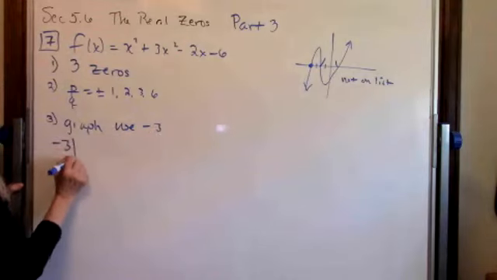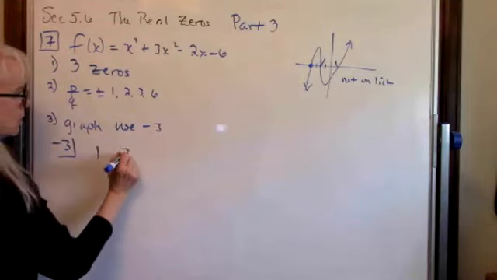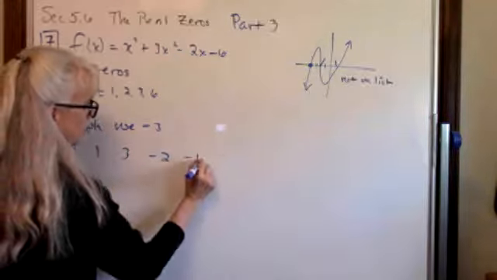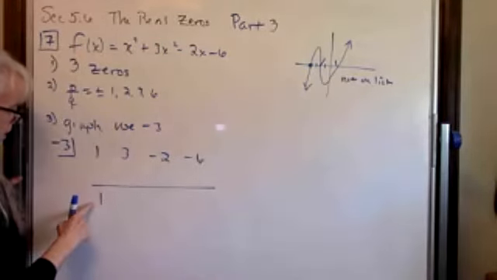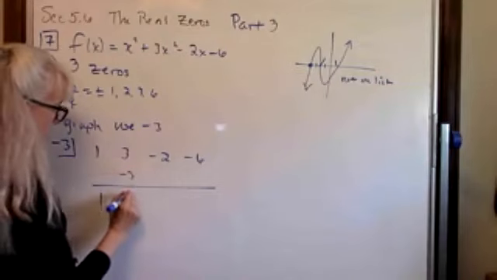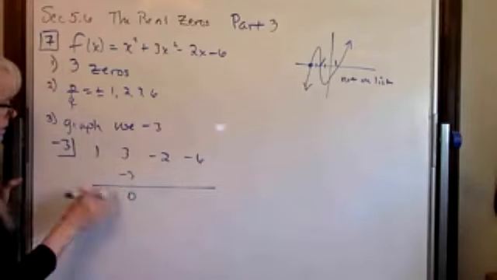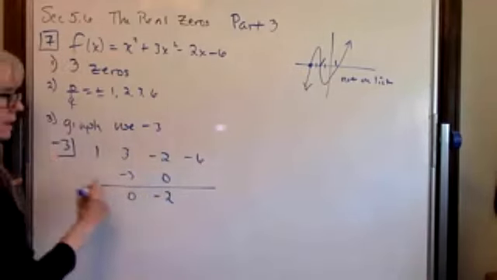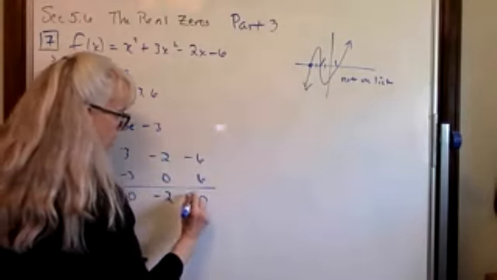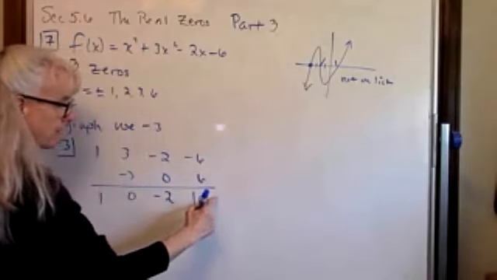And we're going to use -3 in our synthetic division. So we have a 1, we have a 3, we have -2, and -6. So we'll bring down our 1. -3 times 1 is a -3. That gives me a 0. Don't freak out. It's okay. 0 times anything is 0. Adding that column is -2. -2 times -3 gives me a +6, and adding that column is 0. So again, here's my proof that I found a 0.